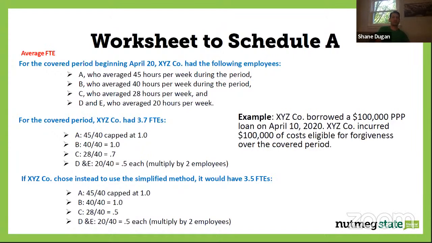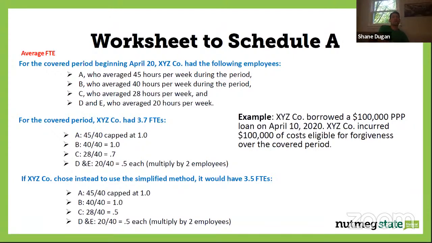Same thing goes for B: that average person worked 40 hours, so that would be that 1. And this example is using the 10th method for C. In the case of somebody who works 28 hours out of a 40-hour work week, using that 10th method, they would be 0.7. D and E would each be an employee who worked 20 hours a week. Again, we're still technically on the 10th method here. So each of them would only contribute 0.5 towards that full-time equivalent headcount.